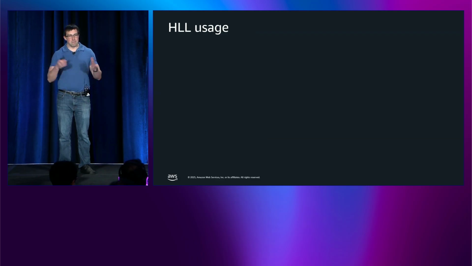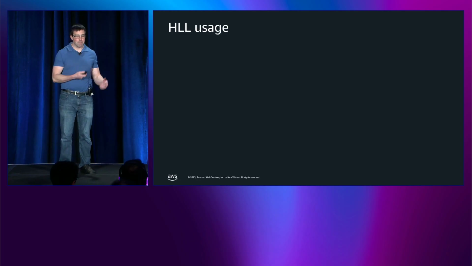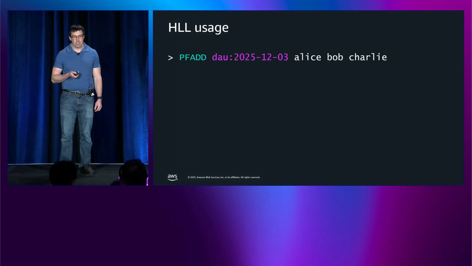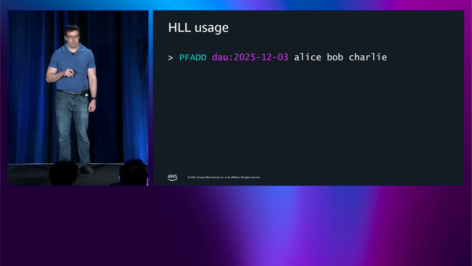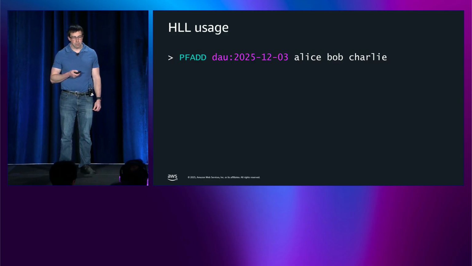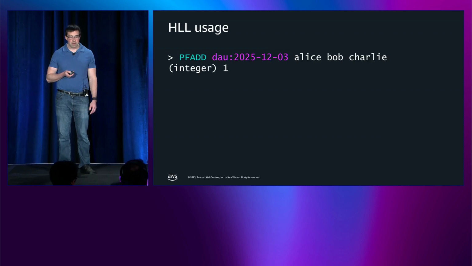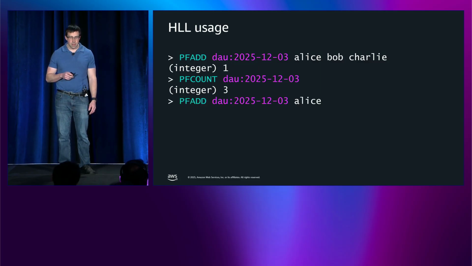Luckily, you don't have to actually deal with any of that math when you're using the HyperLogLog in Valkey. It has a pretty simple API to interact with it, which is just the PF prefix, and PFADD will add a number of items into a particular HyperLogLog. So say we want to name it daily active users with the date. We can add 3 to it. We'll get back a 1 saying it's been successful. And if we issue a count command, then we'll get back 3 in this case.